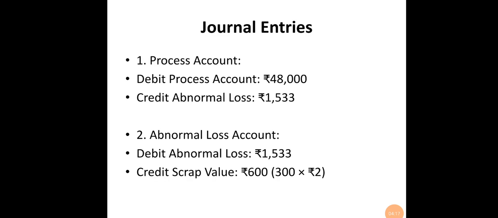So the journal entries: in the process account, debit process account 48,000 rupees and credit abnormal loss 1,533 rupees. Then in the abnormal loss account, debit abnormal loss 1,533 rupees and credit scrap value 600 rupees. That is 300 into rupees 2.